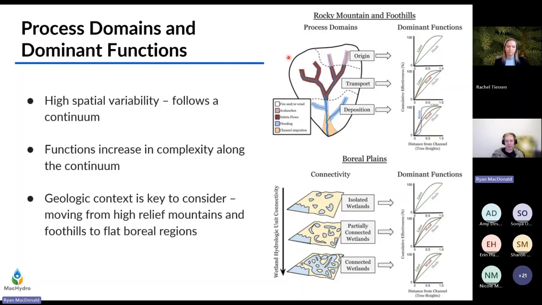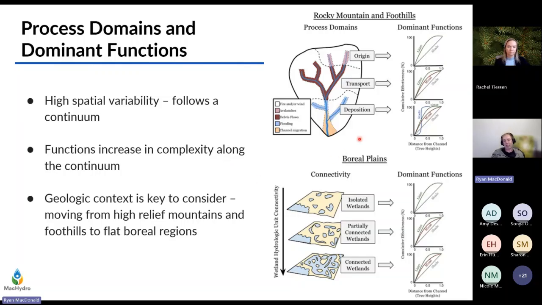So when we're thinking about this from both a management standpoint and the role that riparian areas are playing, we can start to put our process knowledge to work for us to say, okay, what do we need to be accounting for at these various spatial scales? So acknowledging that the functions increase in complexity along a continuum is really important, and I'll walk through why that's important here in a sec.